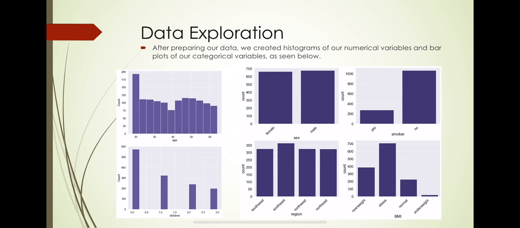Region contains 324 from the Northeast, 325 from the Northwest, 364 from the Southeast, and 325 from the Southwest. Smoker contains 274 smokers and 1,064 non-smokers. BMI contains 20 underweight, 225 normal, 386 overweight, and 707 obese observations.